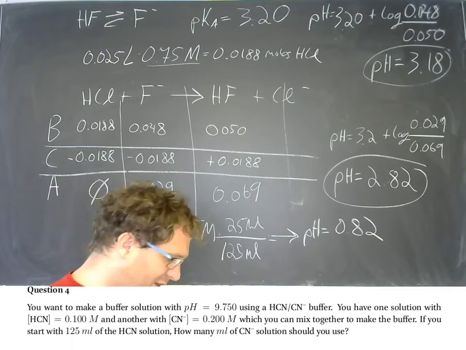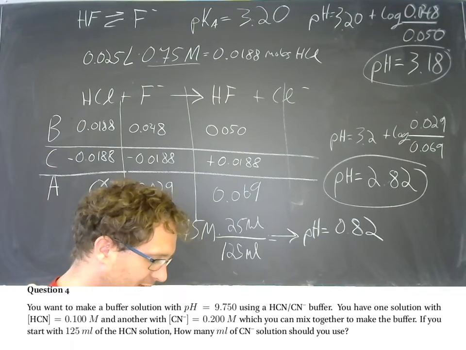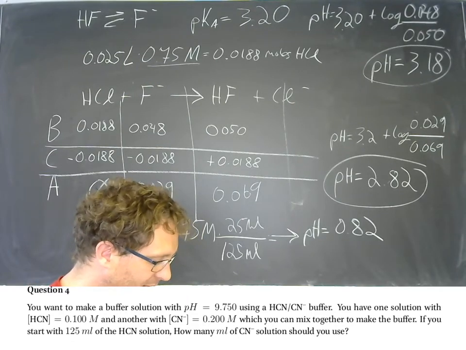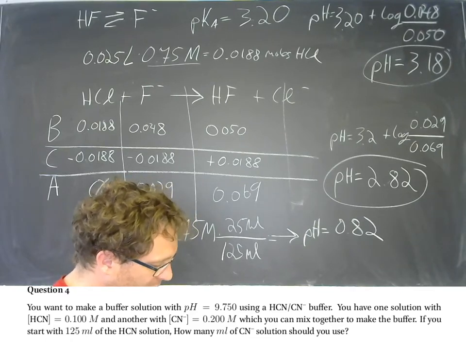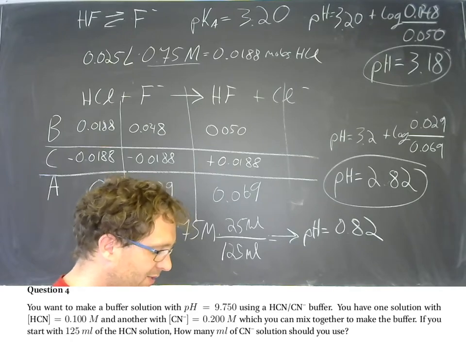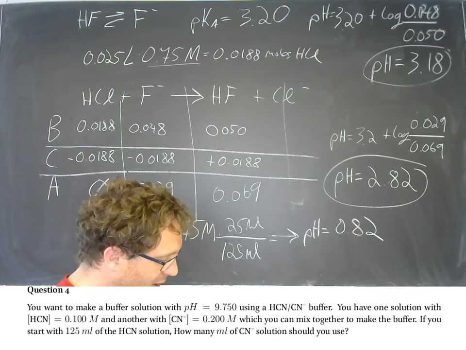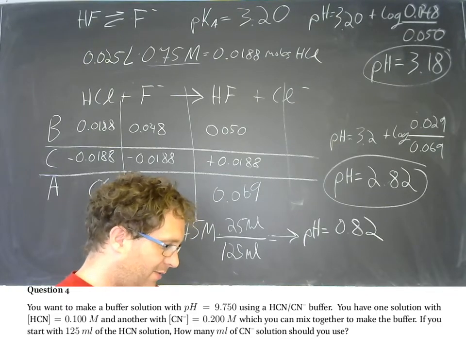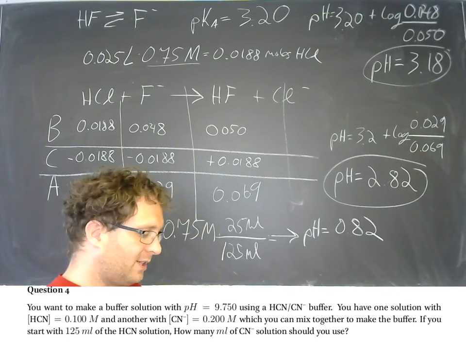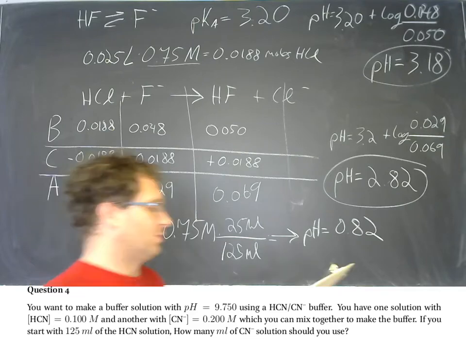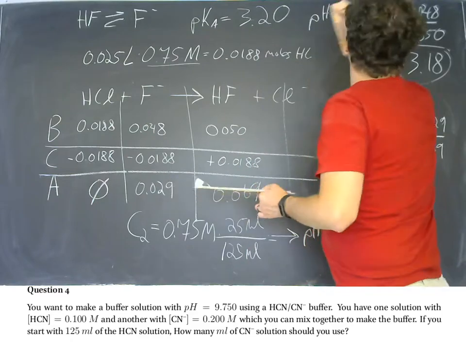Okay, let's go back here to question 4. So question 4 says you want to make a buffer solution with a pH equal to 9.75 using a hydrocyanic acid buffer. You have one solution with HCN of 0.1 molar and another with CN minus of 0.2 molar, which you can mix together to make the buffer. If you start with 125 milliliters of the HCN solution, how many milliliters of the CN minus solution should you use?